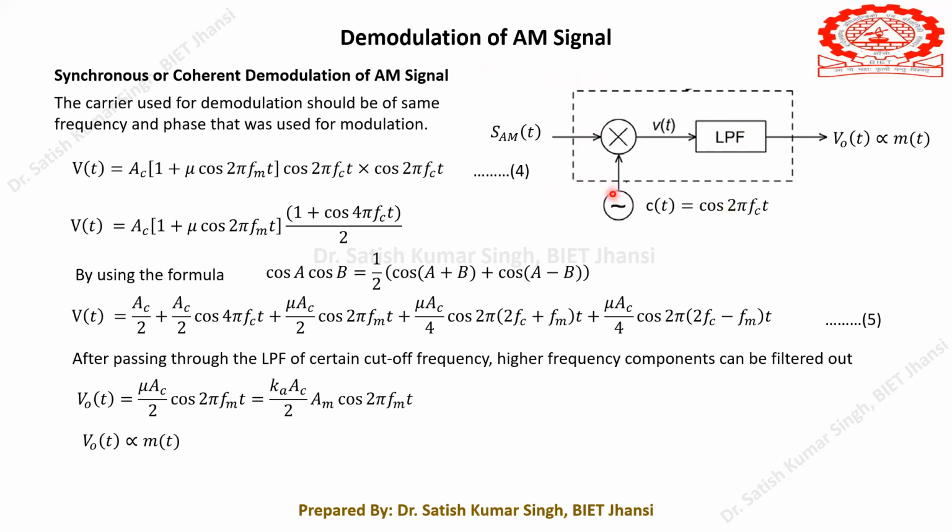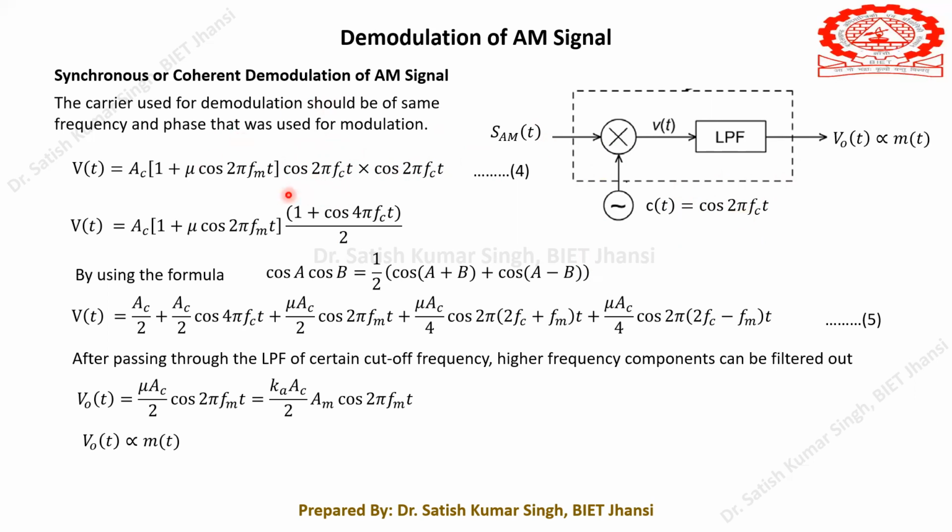Okay, so what we are saying is that this synchronous or coherent demodulation scheme of AM signal means we have to again use the same carrier signal that we have used for our modulation purpose. So it has to have the same carrier frequency as well as phase as the wave we have at our transmitting end for the modulation purpose.